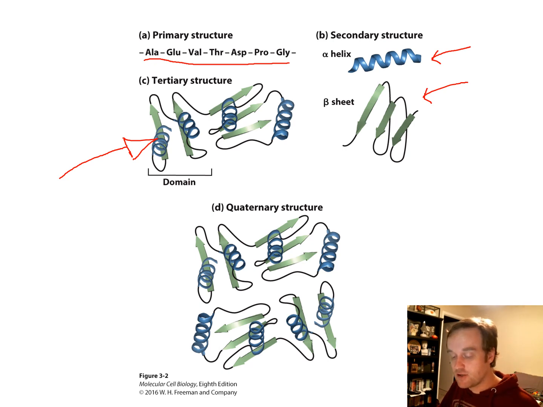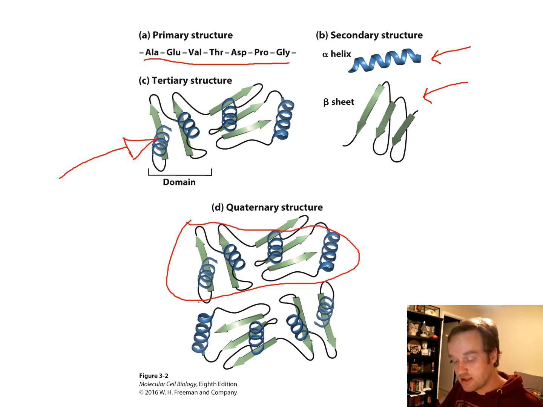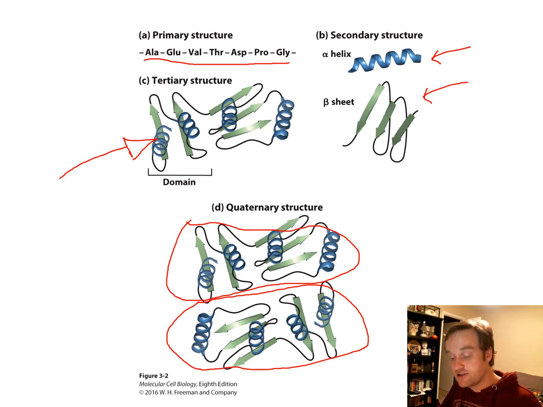Then lastly, we have the quaternary structure. And the quaternary structure is made up of multiple tertiary structure subunits. And so this is like a macromolecule or macroprotein that has, in this case, 2 subunits. Examples of this would be hemoglobin, would be the histone proteins, would be hexokinase, things of that nature, where there's multiple subunits that make up one fully functional macro protein.